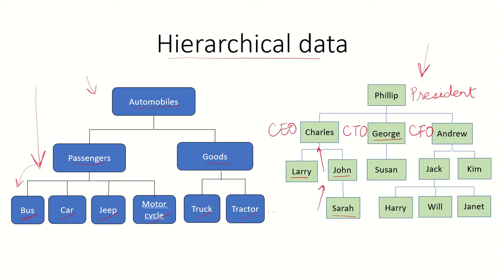The CTO George has Susan working under him. CFO Andrew has Jack and Kim under him, and Harry, Will and Janet are under Jack. So again we see that there is a hierarchy which is being maintained.